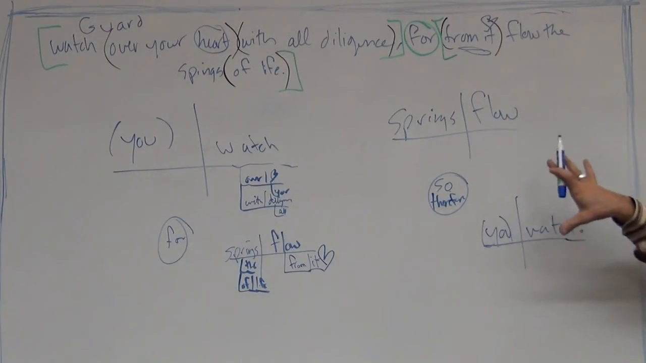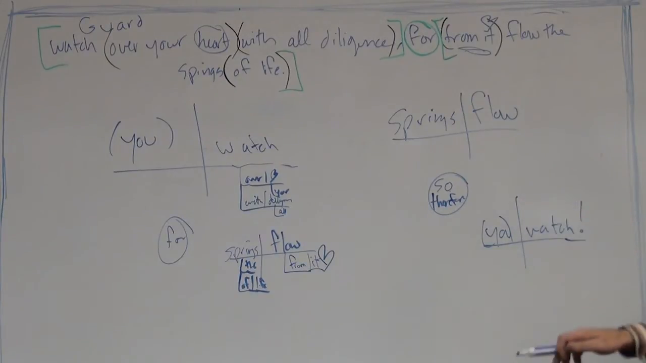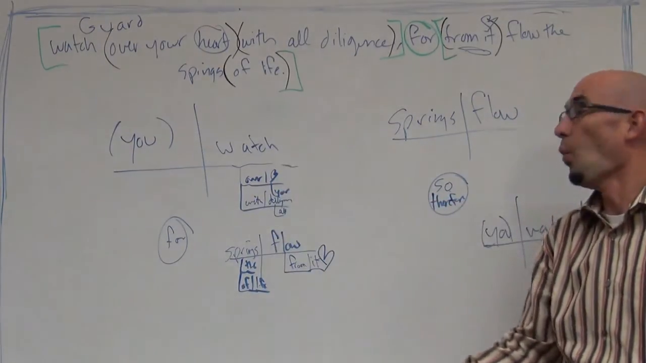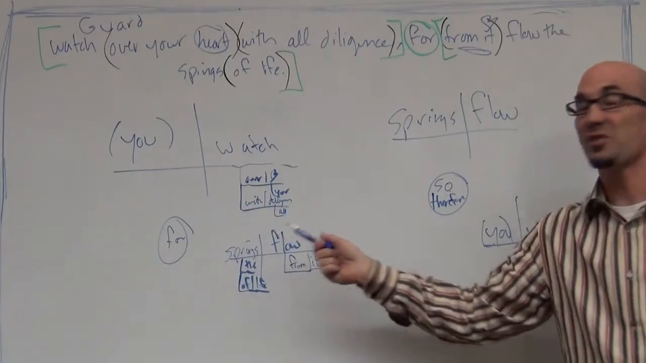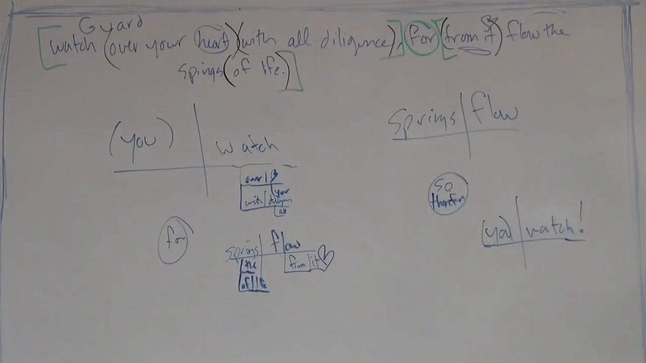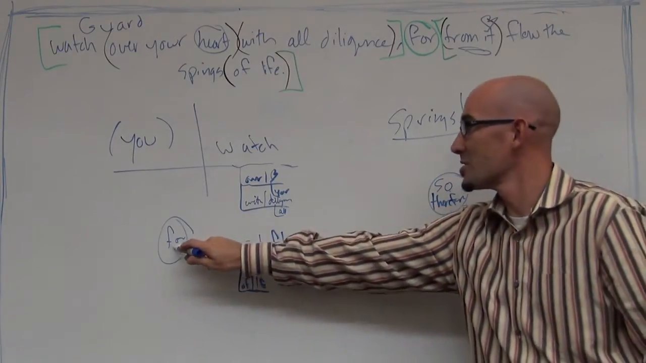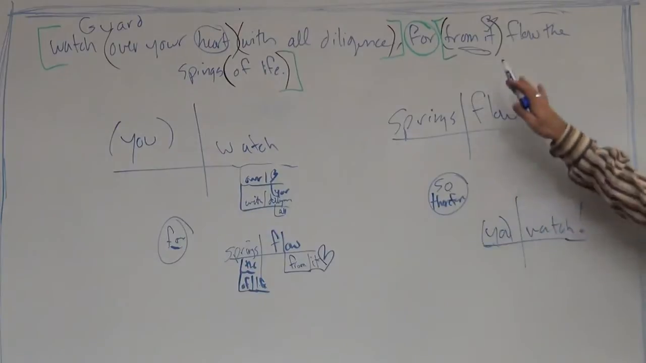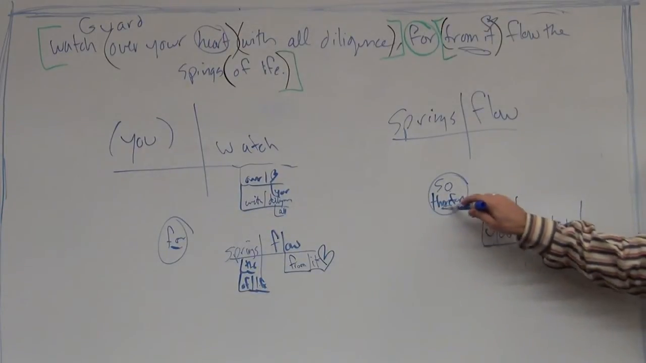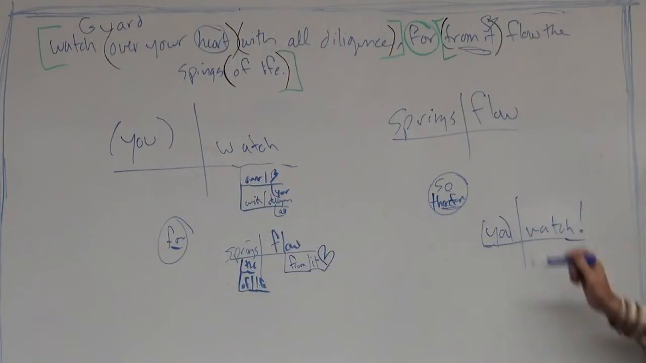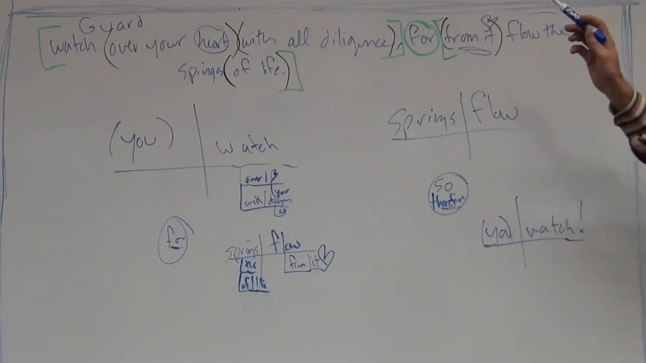Both of these two diagrams say the exact same thing. Watch over your heart. Why? For springs flow. Watch, because springs flow. But if you reverse it, the subordinating conjunction changes and the clauses can stay the same wording, from a "for" to a "therefore." Springs flow, therefore you watch.